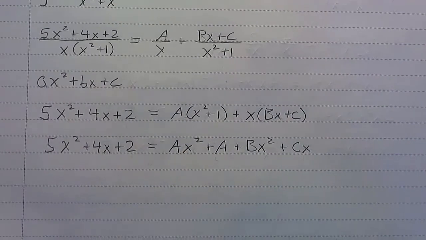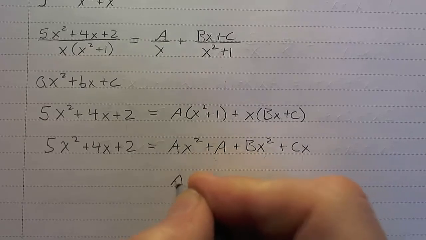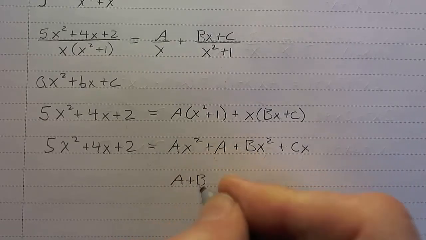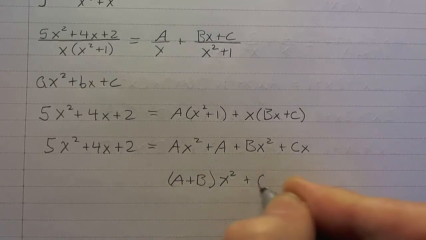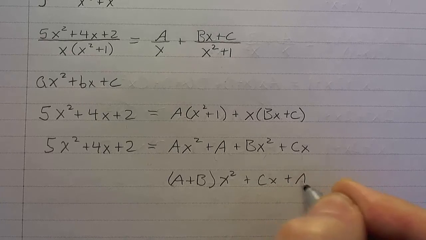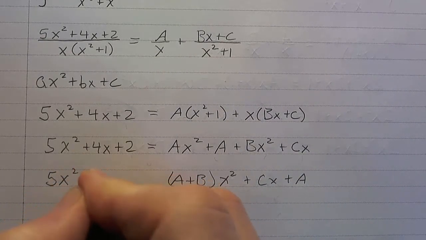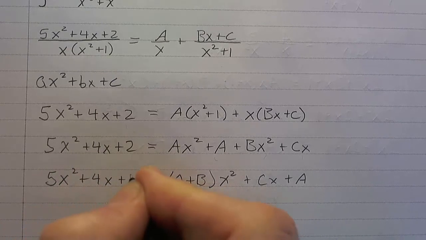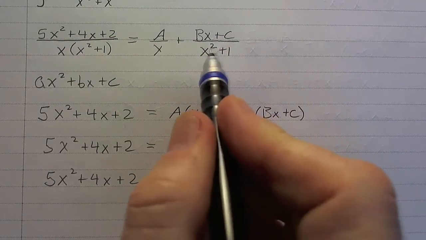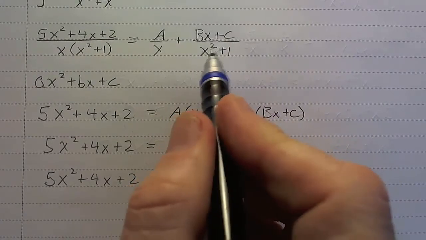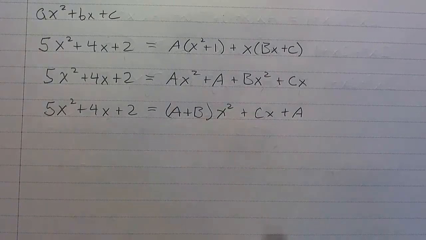Okay. Now I group my a's together. I group my x squareds together, and I get a plus b x squared plus cx plus a. See, that's the way that all worked out. So now we got 5x squared plus 4x plus 2. So everything's the same. The only difference is how we started the problem. We recognize this is not a linear factor, it's quadratic, so we change the numerator.